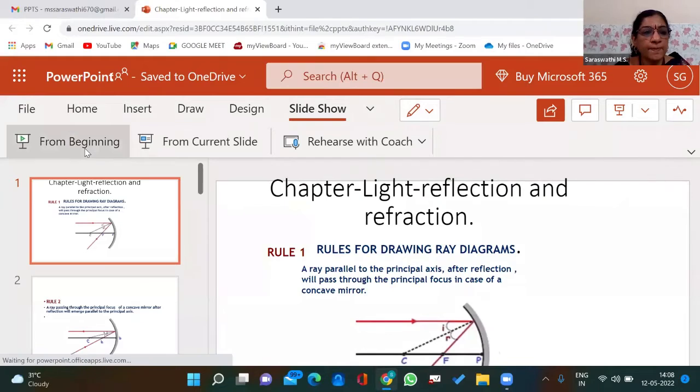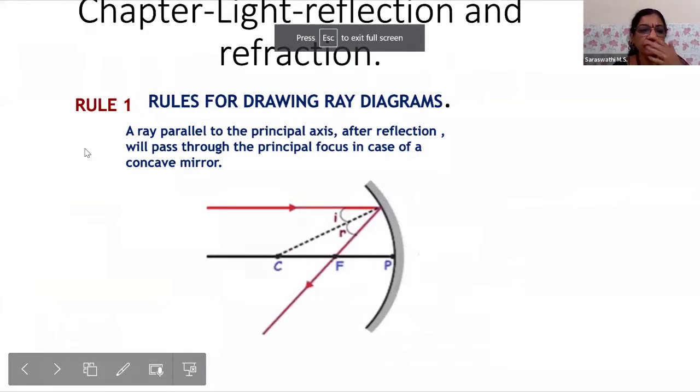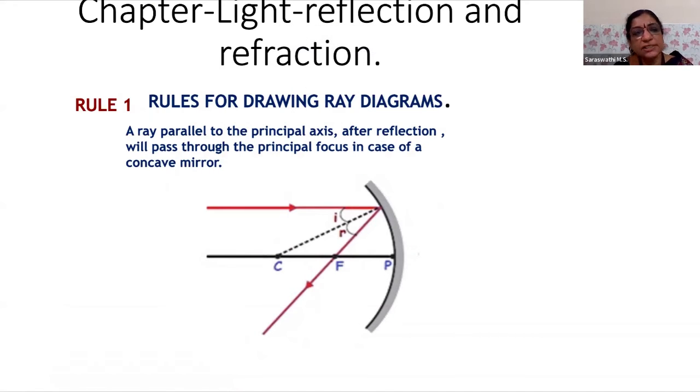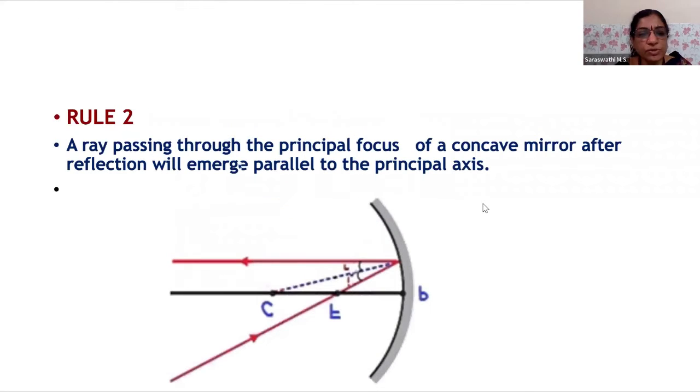let me screen share. So to start with reflection and refraction, we are going to first discuss reflection. The rules for drawing the ray diagrams are very important. They have to be very clearly taught to the students because they should know what two rays they need to use to draw the ray diagrams. So I think you're all familiar with the ray diagrams. I can just quickly browse through this.